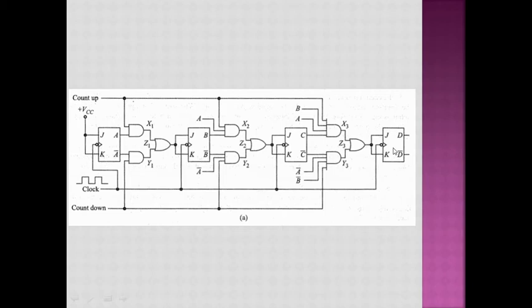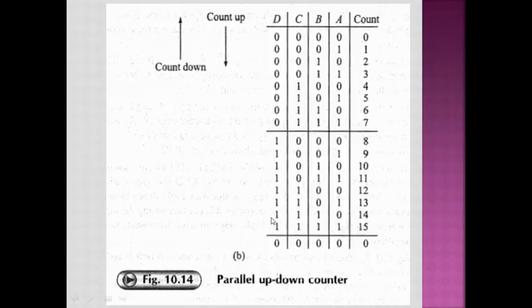And similarly, in a countdown mode, when D is required to toggle, A is low, B is low, and C is low. That means A bar is high, B bar is high, and C bar is high. Then flip-flop D is required to toggle from count number 0 to count number 15.